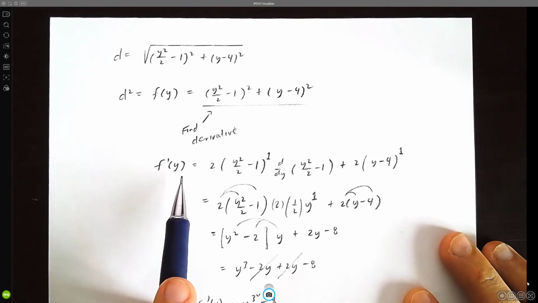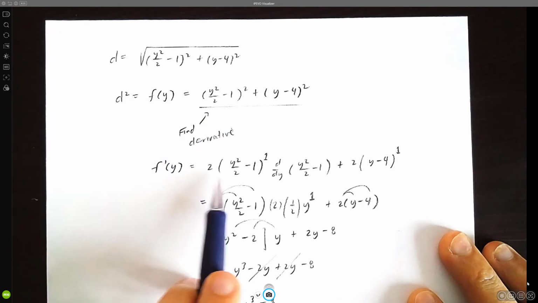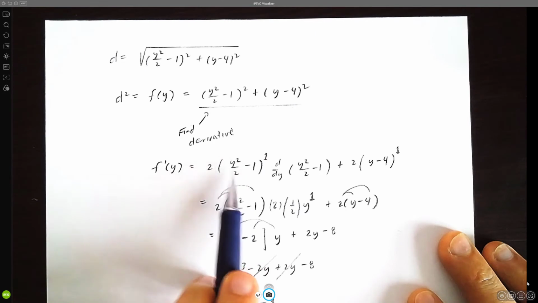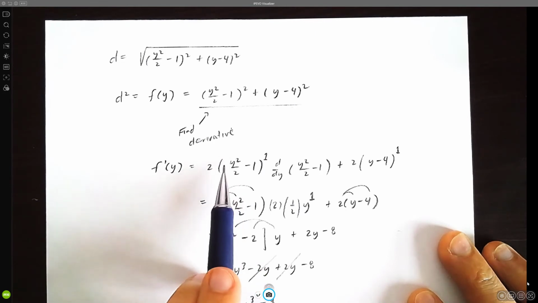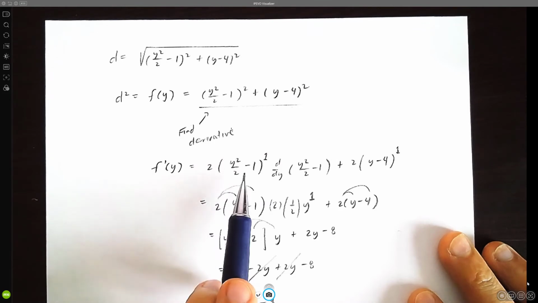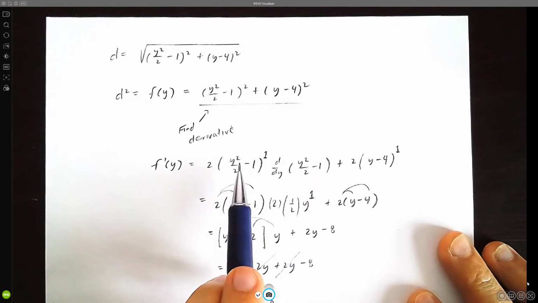So what is the derivative? We're simply going to use power rule. You drop the 2 down in front. You decrease the exponent by 1. But don't forget about chain rule. You need to find the derivative of the inside. So the derivative of y squared over 2, we're going to try to figure it out here in the next step.